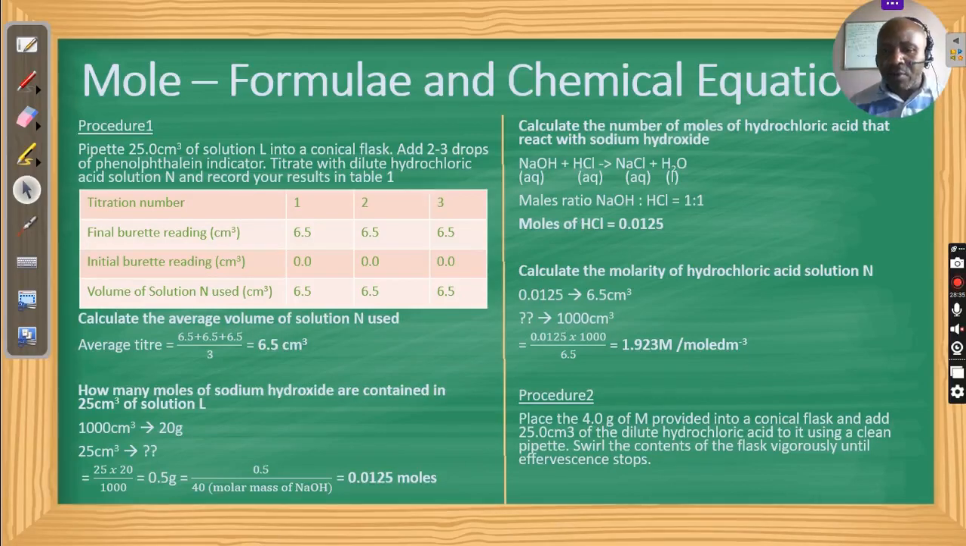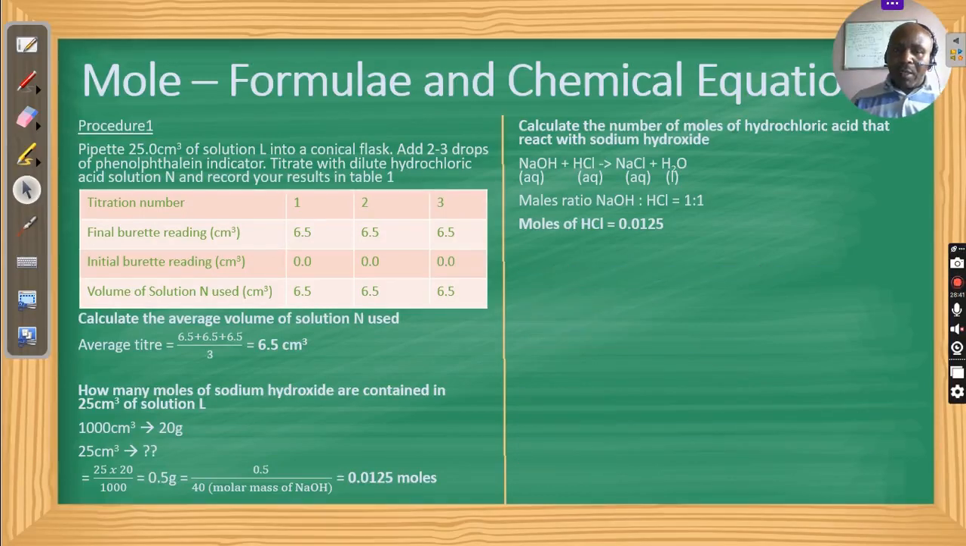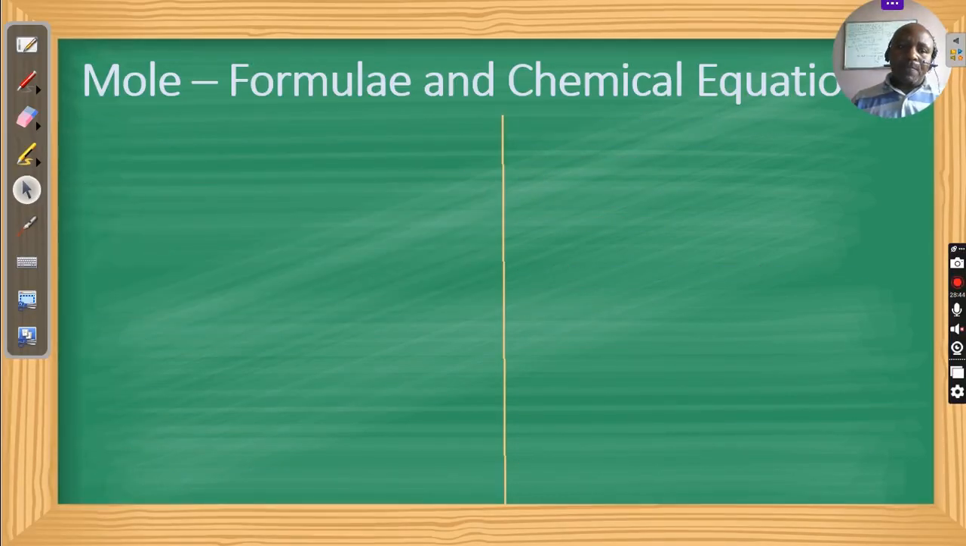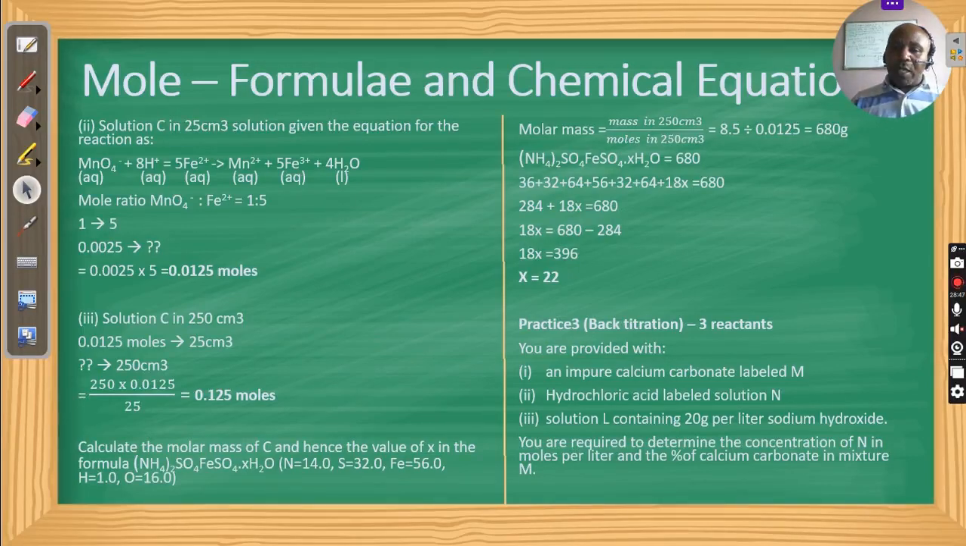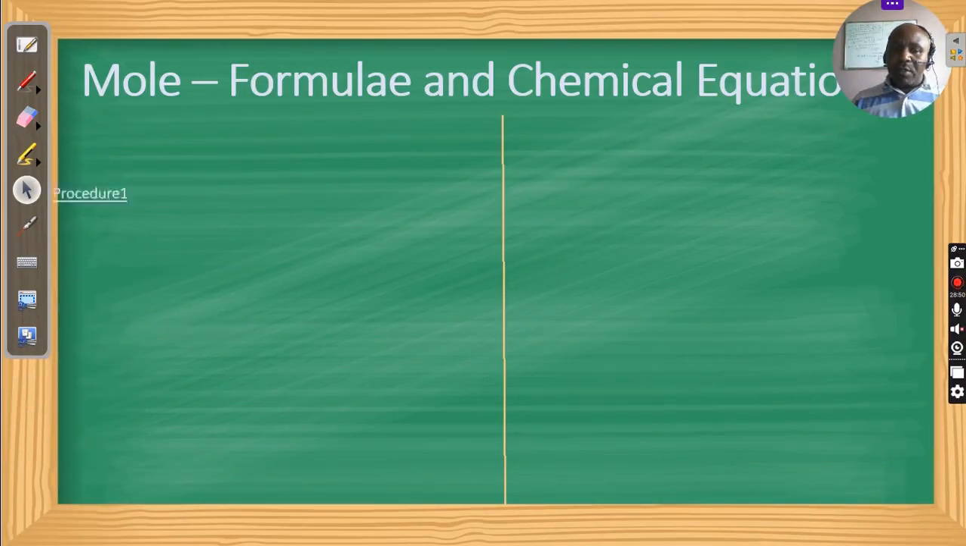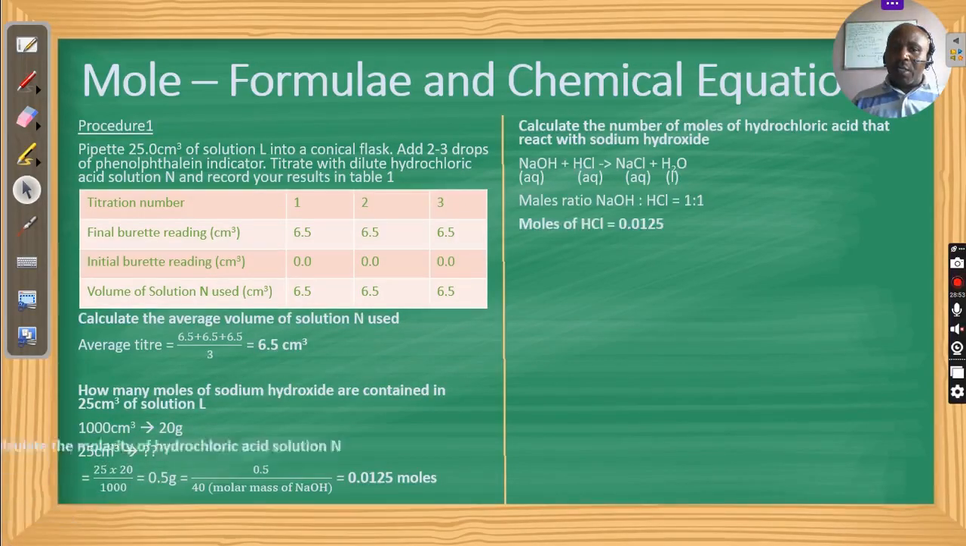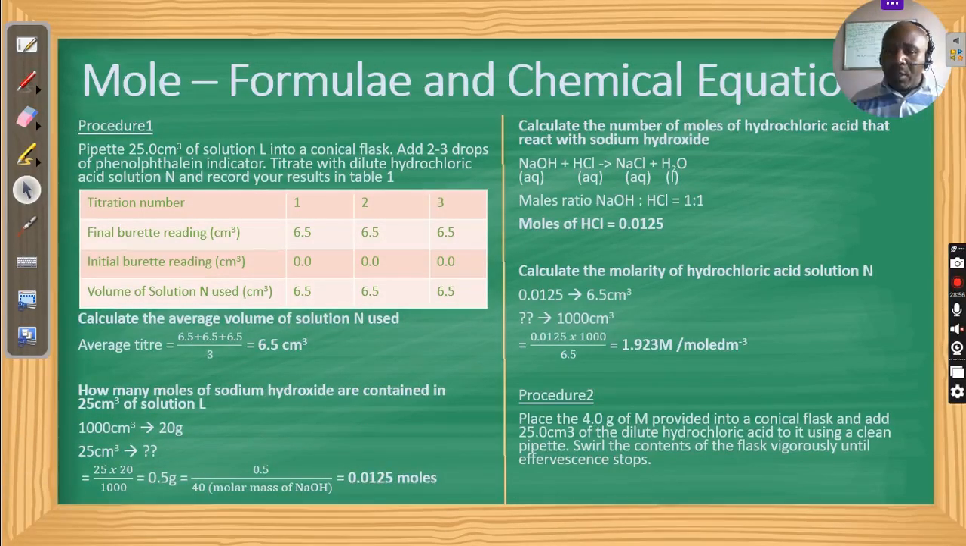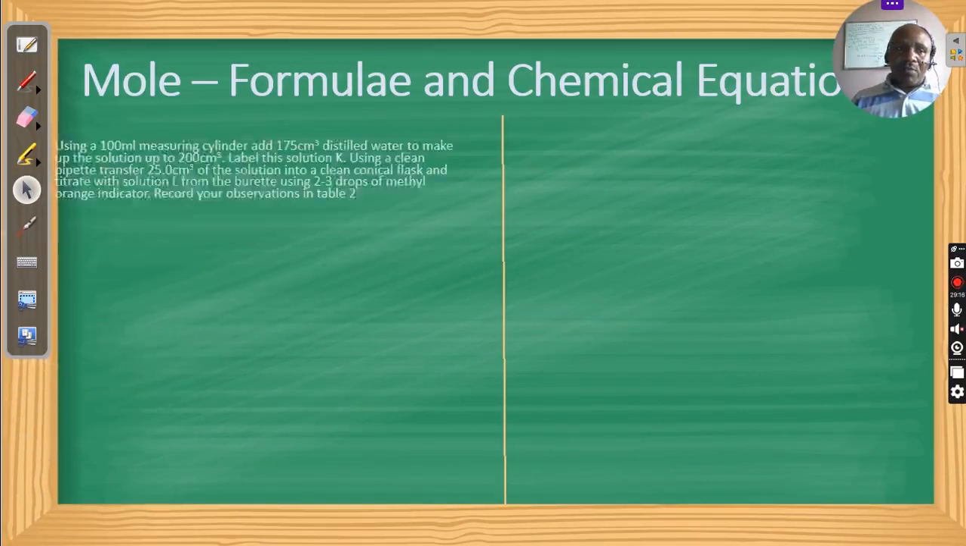Then we go to procedure 2. You place the 4 grams of M provided into a conical flask. Remember, M was an impure calcium carbonate. So you take 4 grams of that and place it in a conical flask, and add 25 cm³ of dilute hydrochloric acid, using a clean pipette. Swirl the contents of the flask vigorously until effervescence stops, until the reaction is complete.